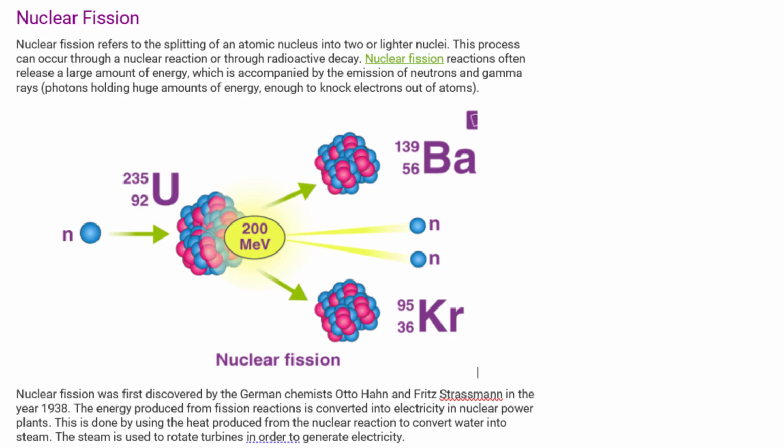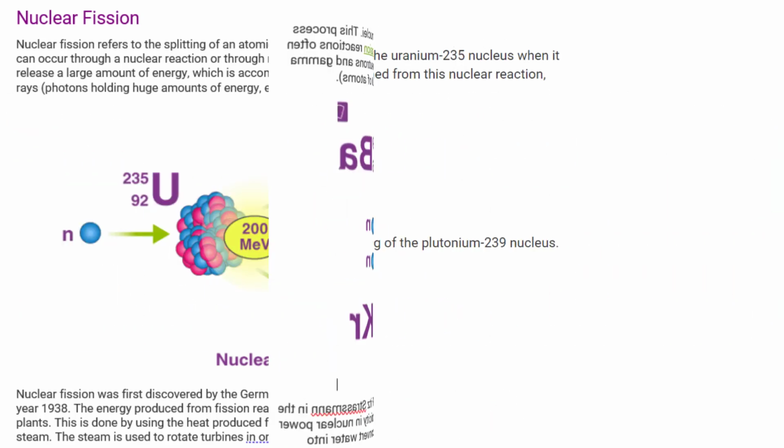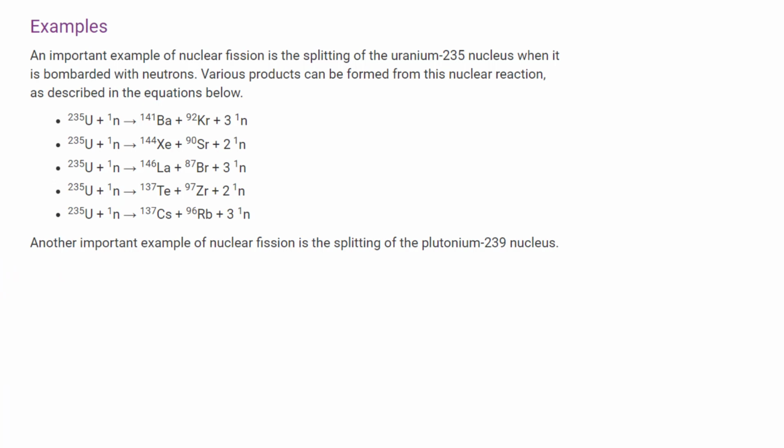The energy produced from fission reactions is converted into electricity in nuclear power plants. This is done by using the heat produced from the nuclear reaction to convert water into steam. The steam is used to rotate turbines in order to generate electricity. Examples. An important example of nuclear fission is the splitting of the uranium-235 nucleus when it is bombarded with neutrons. Various products can be formed from this nuclear reaction, as described in the equations below.